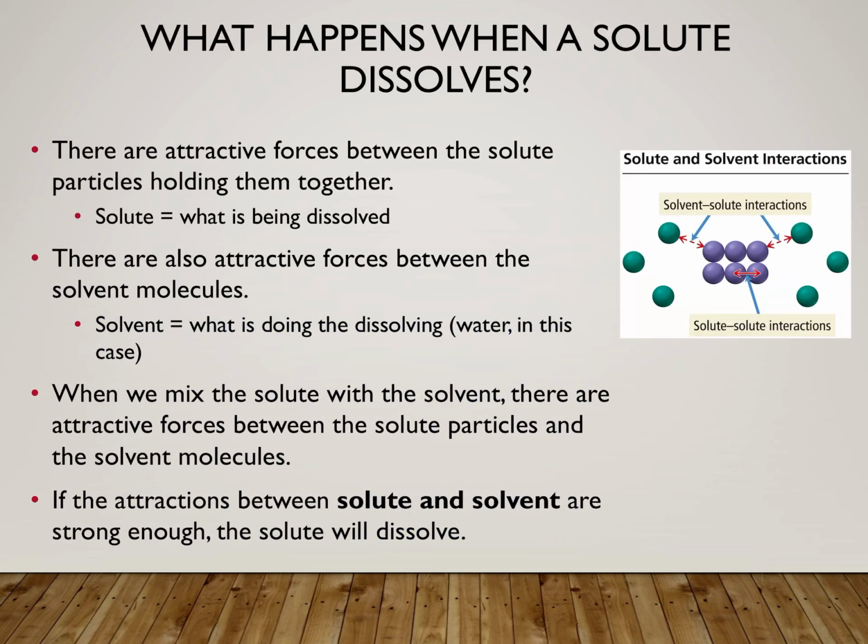So we have really strong attractions between the solute particles, and really strong attractions between the solvent particles. And when we mix the solute and the solvent, there are attractive forces between those, these solvent-solute interactions. And if those interactions between the water and the salt or the water and the sugar are strong enough, then that solute will dissolve. So we need the solvent-solute interactions to be strong enough to overcome the solvent-solvent interactions and the solute-solute interactions.